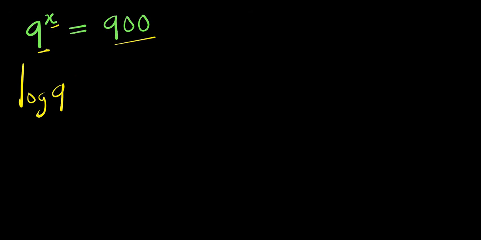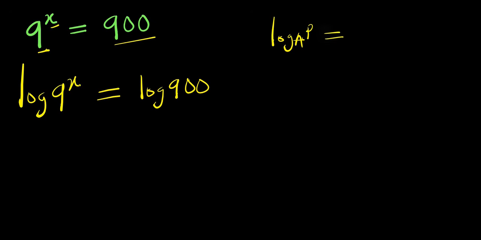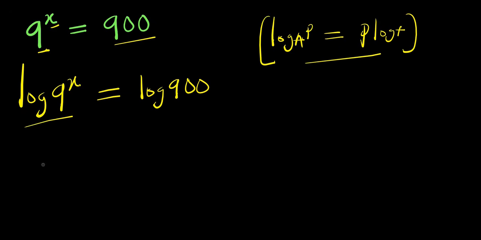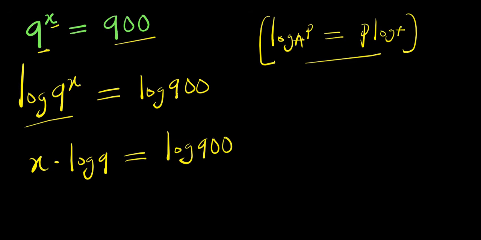I have log of 9 power x equals log of 900. Now if you have log a power b, this is equal to b times log a. Applying this right here, you have x times log 9 equals log 900. And from here, you have x times log 9 equals log 900.